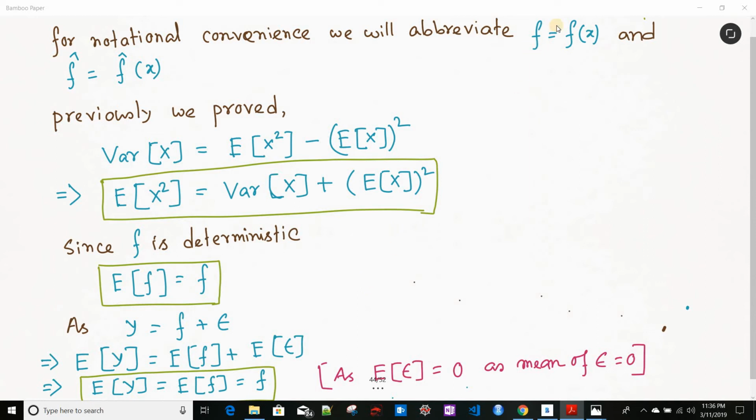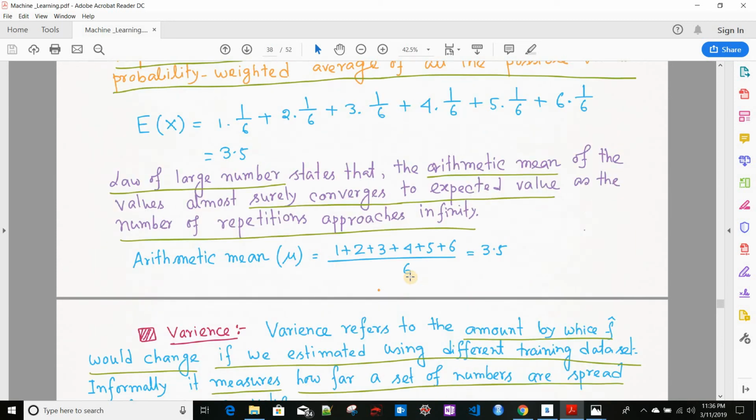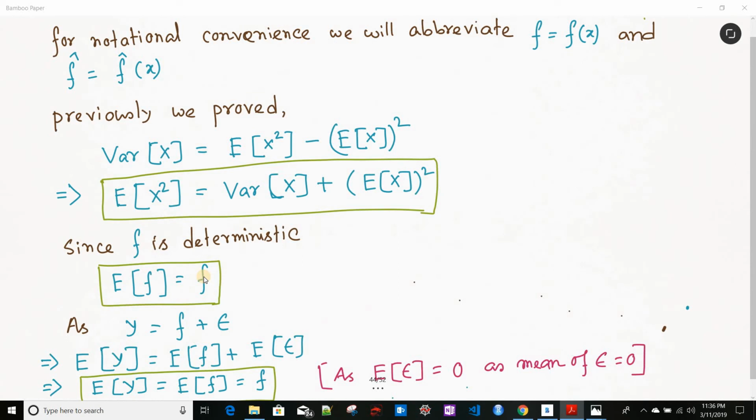Now our f is deterministic, so we will always have the expected value of f equal to f. Deterministic means, if I go back over here, this is our output function, f. If we run f for a particular x value, it will always give me that value itself. That's why the expected value of f will be f.